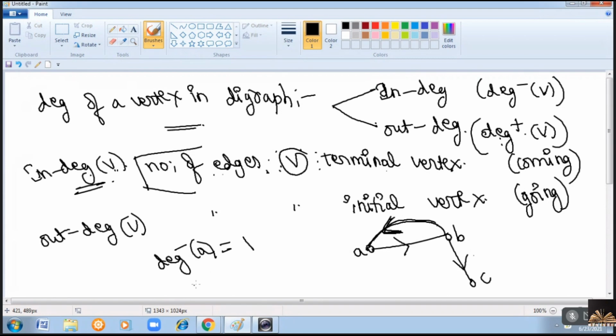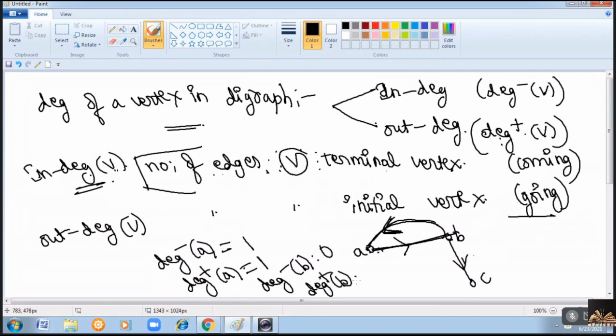Only 1. Now similarly, out degree of A, how many edges are going from A? Out degree means going. So going from A, how many? Only 1. That is 1. Similarly, in degree of B, how many edges are coming towards B? Nothing. So 0. Now out degree of B is what? How many edges are going from B? 1, 2. So 2 is the out degree.